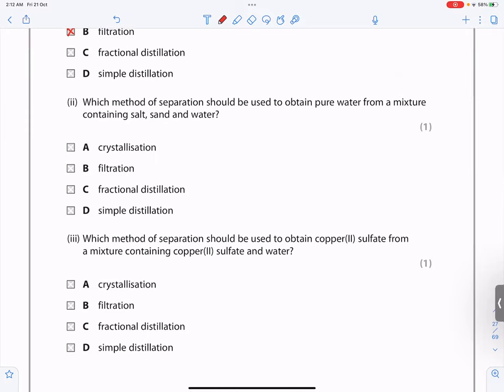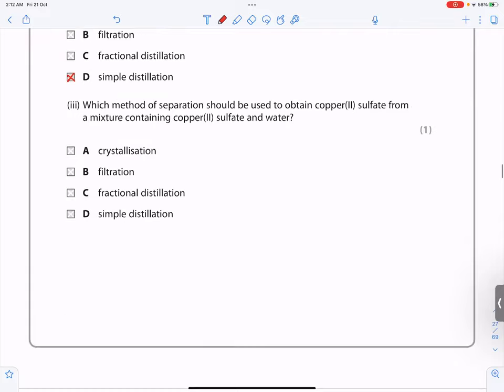Which method of separation should be used to obtain pure water from a mixture of salt, sand, and water? يبقى أكيد simple distillation عشان انت محتاج pure water. Which method of separation should be used to obtain copper 2 sulfate crystals from a mixture containing copper 2 sulfate and water? يبقى دي هتبقى crystallization.